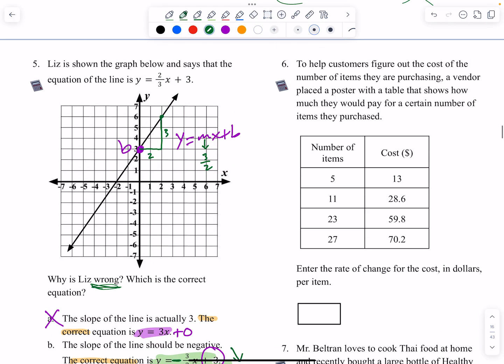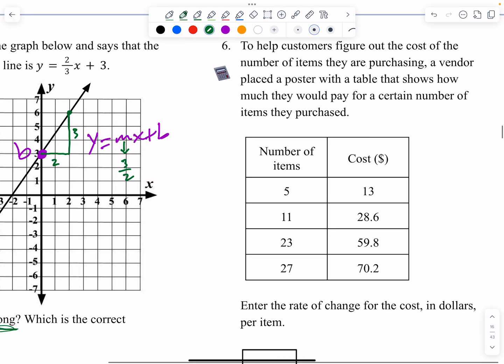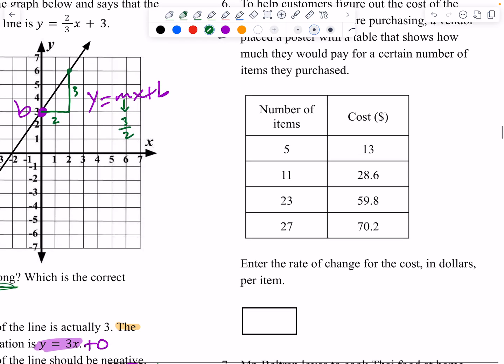All right, next one. To help customers figure out the cost of number of items that they are purchasing, a vendor placed a poster on the table that shows how much they would pay for a certain number of items they purchased. Enter the rate of change of the cost in dollars per item. So again, if you've seen my other videos, anytime you see the word per, that's your slope. That's your rate. That's your slope.